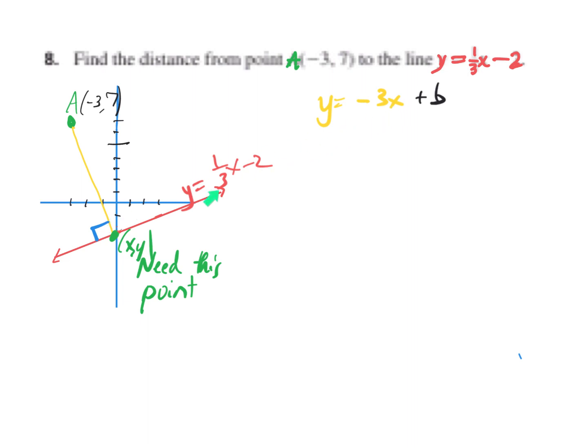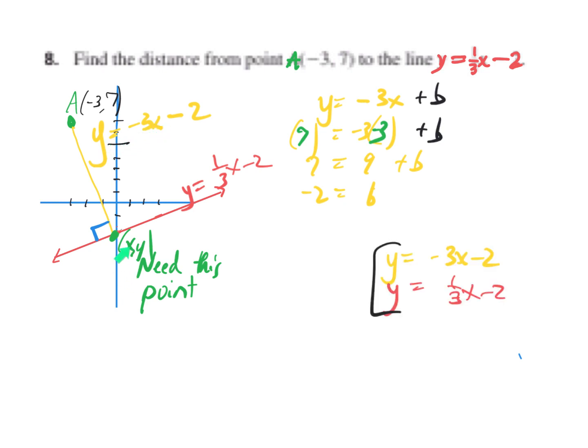For the yellow equation, take this point which is on the yellow line. When x is negative 3, y is 7. So solving this, b is negative 2, so the equation is y equals negative 3x minus 2.